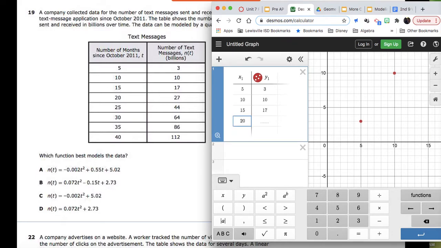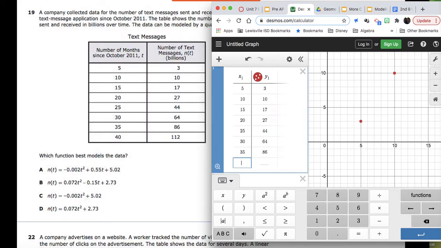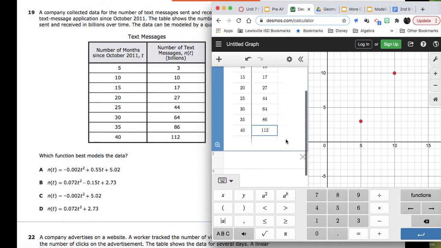and 20 and 27. Make sure you do this part right because your whole answer relies on typing this in accurately. I always have to be very careful about this part because I get distracted sometimes and will type this in wrong. 30 and 64, 35 and 86, and 40 and 112. Okay, so I've typed in all the data from the table.